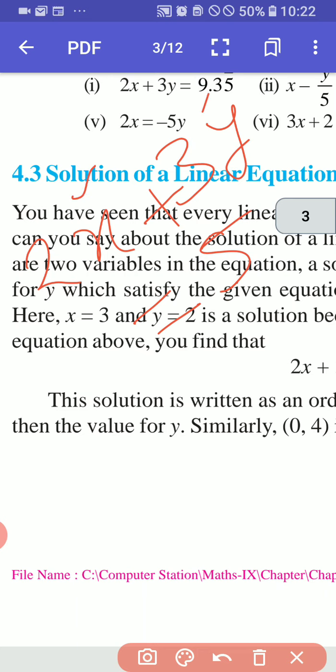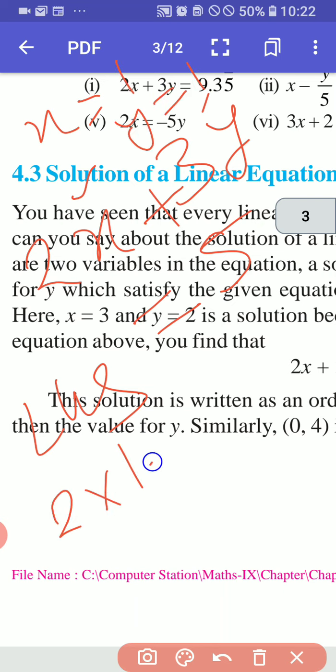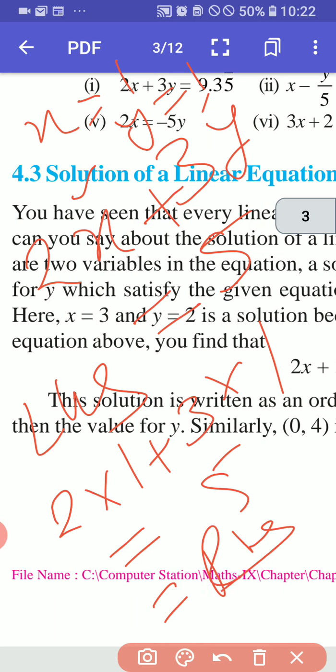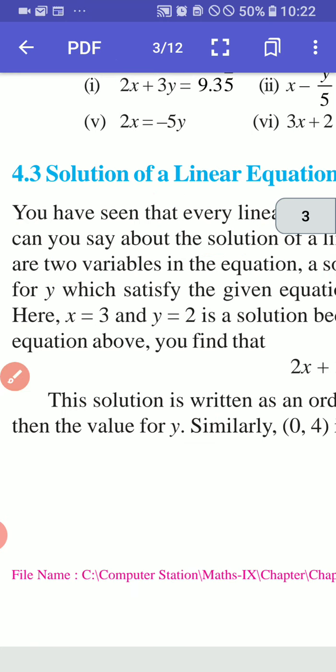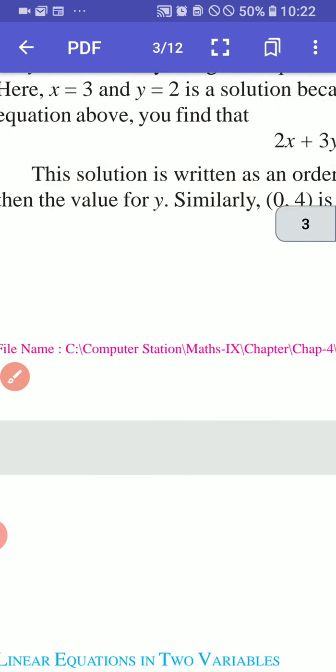Let us suppose I am putting on the left hand side x equal to 1 and y equal to 1. 2 into 1 plus 3 into 1 equals 5, which equals the right hand side. Therefore x equal to 1 and y equal to 1 is called a solution of the linear equation. Okay.